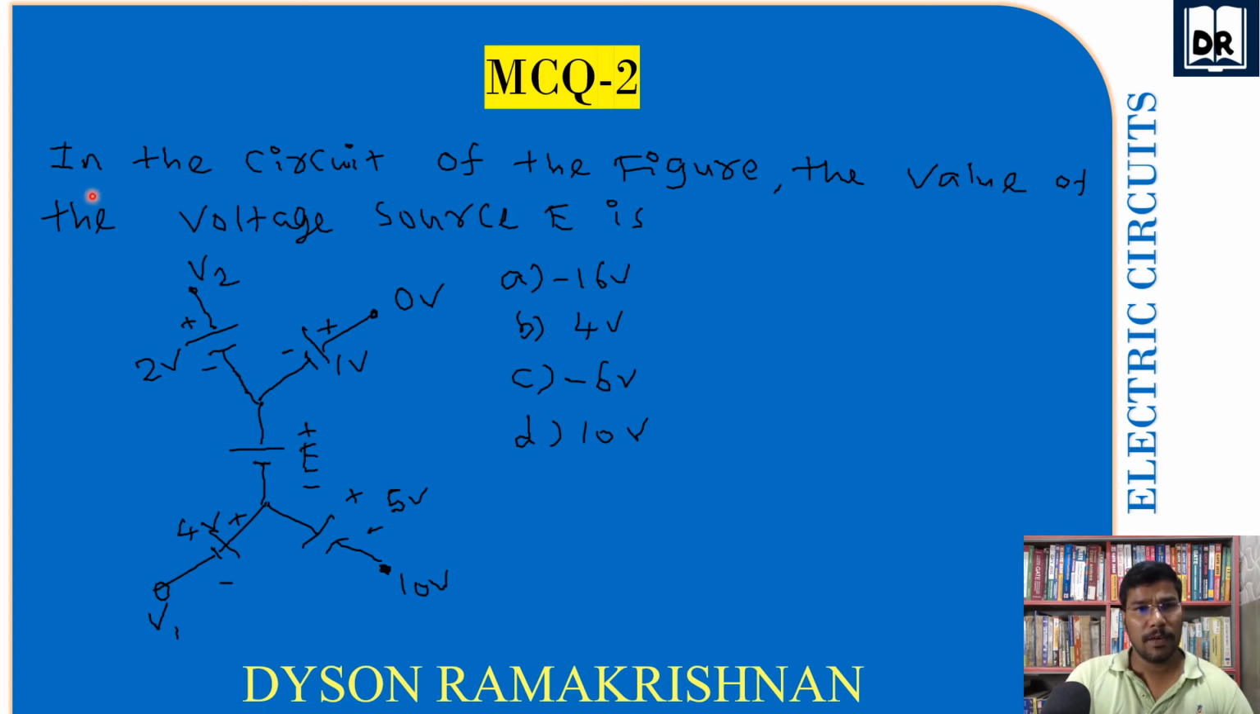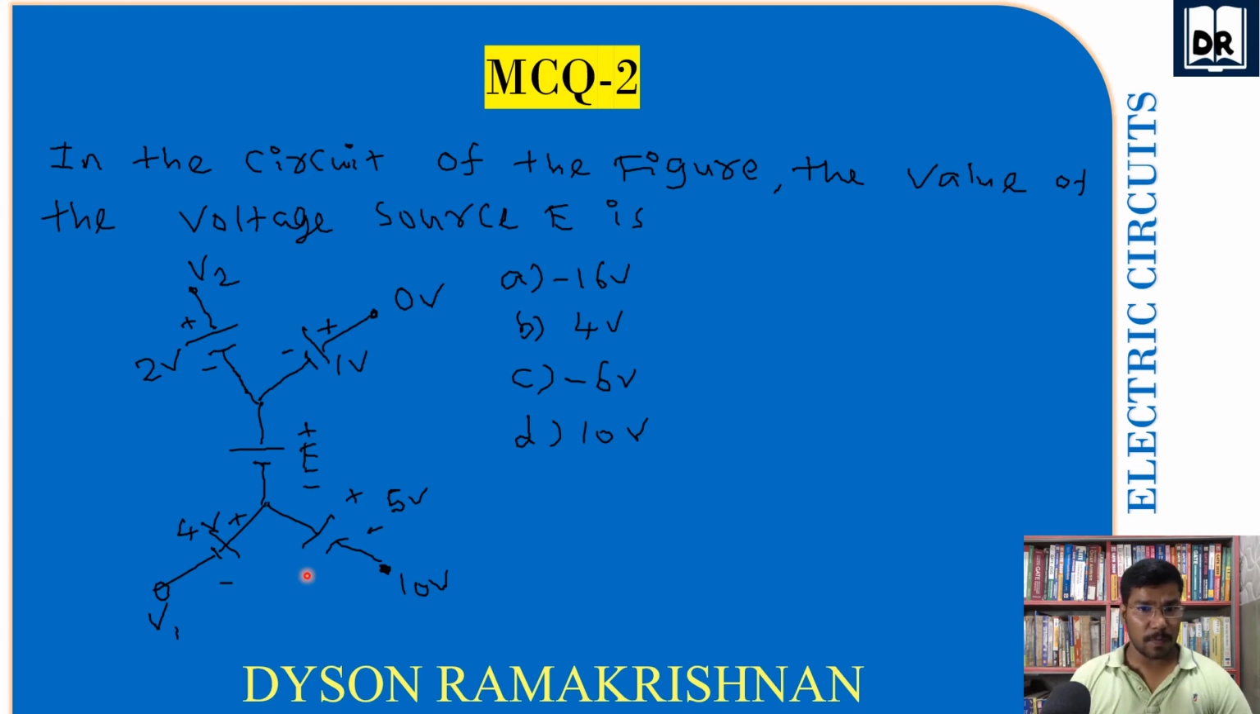In this, the question asked is: in the circuit of the figure, what is the value of the voltage source? First of all, look at the figure very carefully and you can find the answer. The options given are option A minus 16 volt, option B 4 volt, option C minus 6 volt, and option D 10 volt.